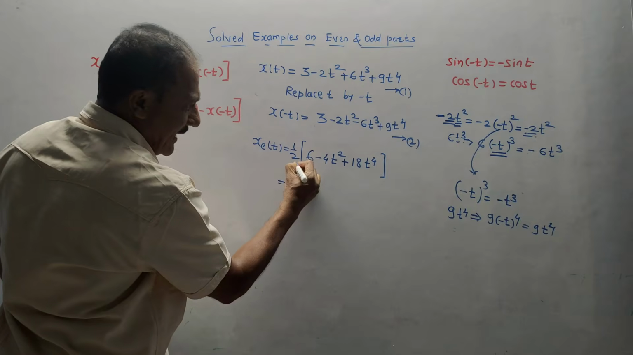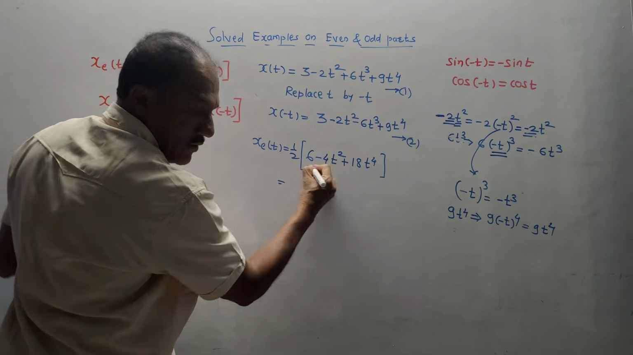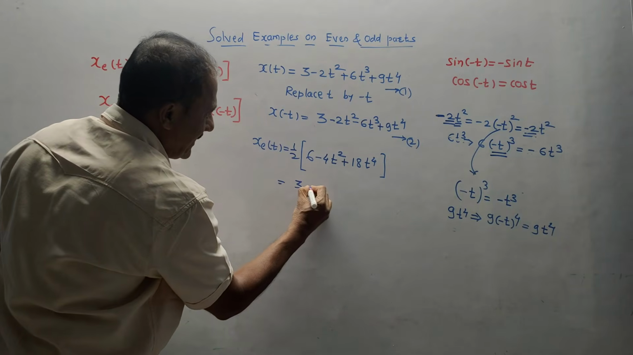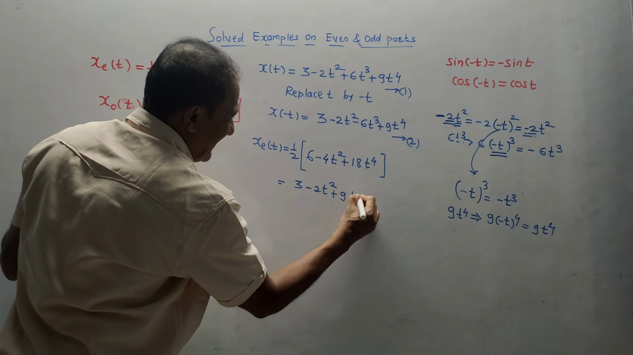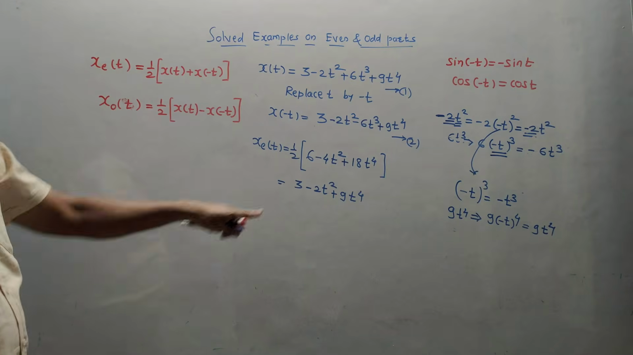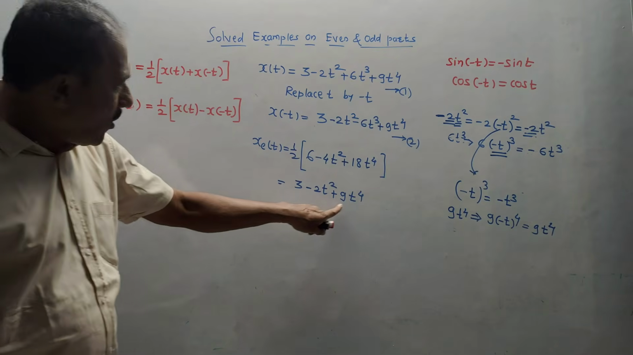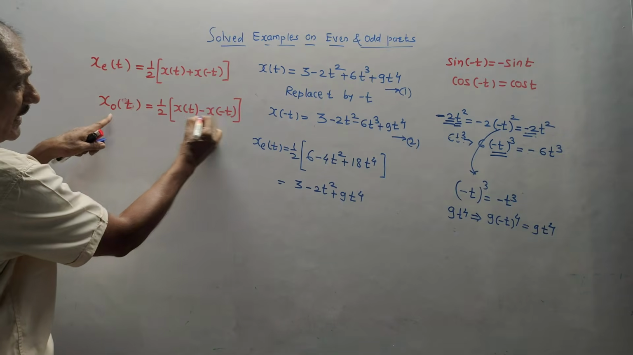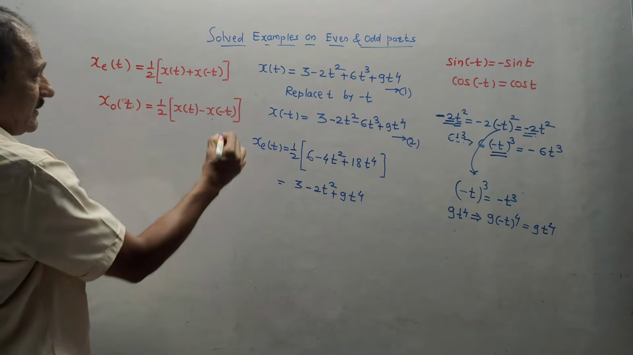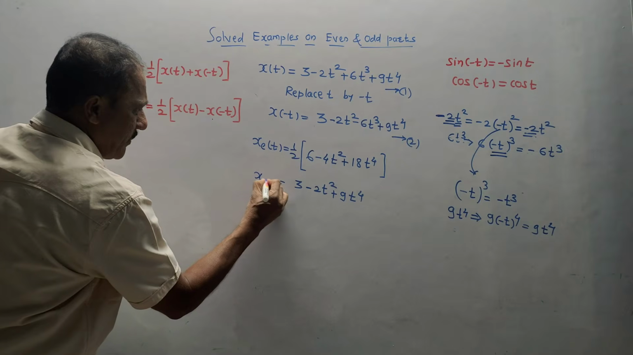Now outside this bracket I have 1/2, so every term will be divided by 2. So the answer will be 3 minus 2t square plus 9t raised to 4. So this is the even part of the given signal. What I said earlier, you can well calculate the odd part using this equation by performing the subtraction.